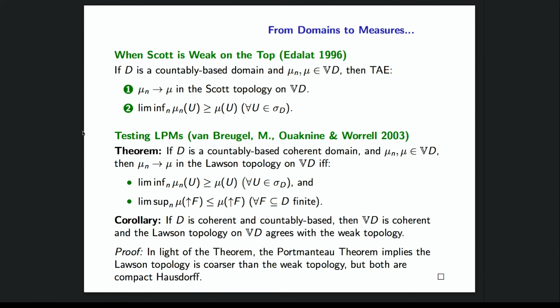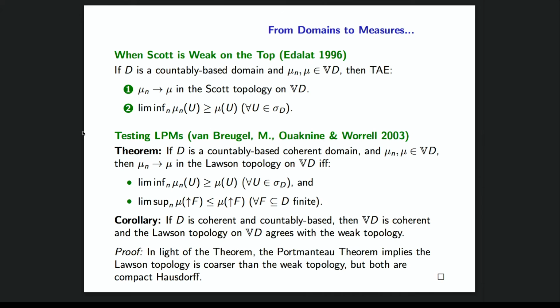So here are the two conditions that the portmanteau theorem says, and actually, just from this result, you can then show that if D is coherent, so is the domain of subprobability measures in the Lawson topology, because it agrees with the weak topology. That's just the portmanteau theorem, because it says in the weak topology this space is compact, in the Lawson topology it is Hausdorff, and the map is one-to-one, so it's a homeomorphism.